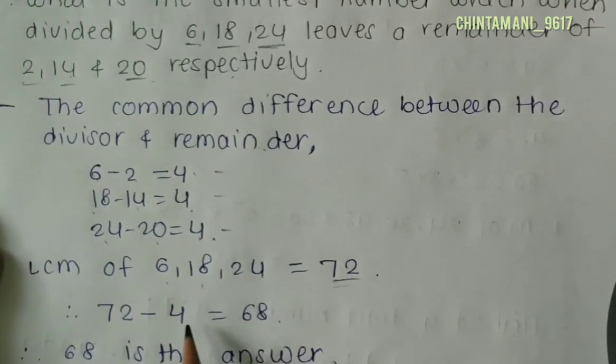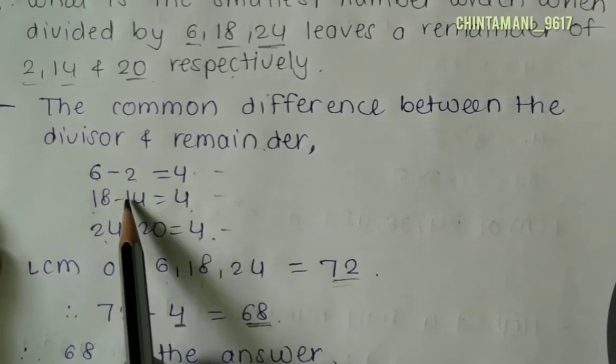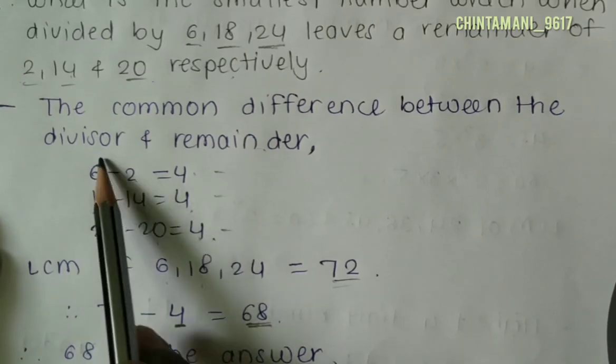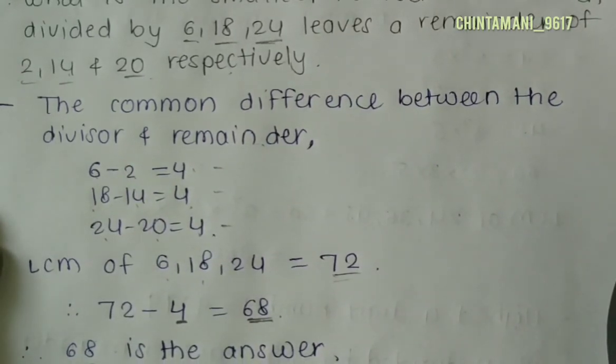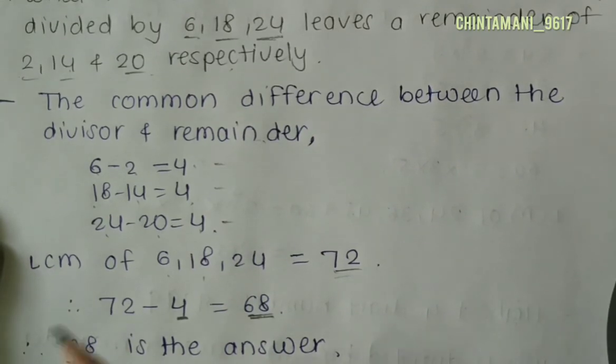72 minus 4 is 68. 4 is the common difference between the divisor and the remainder. So our answer is 68. 68 is the smallest number which when divided by 6, 18, 24 leaves remainders 2, 14 and 20 respectively. You can cross verify this by calculator or by any other means.